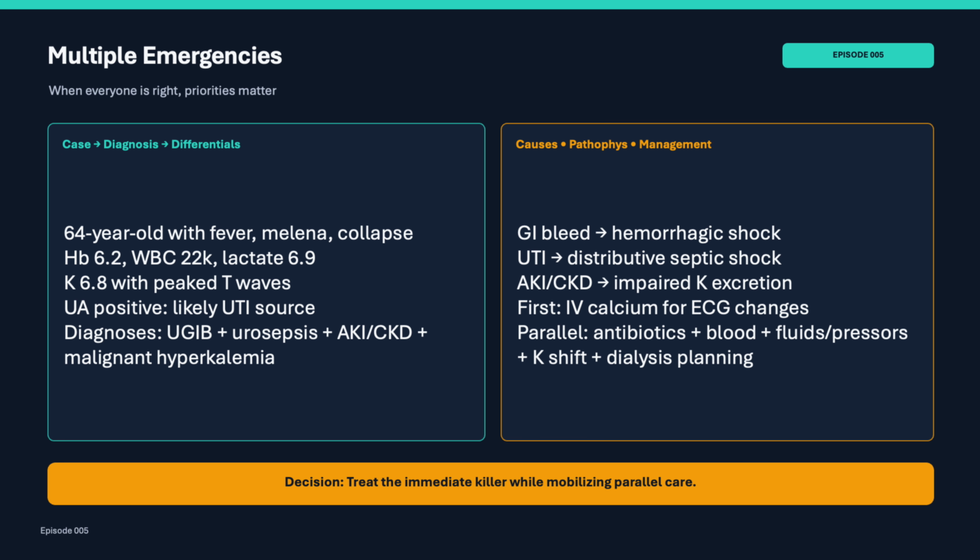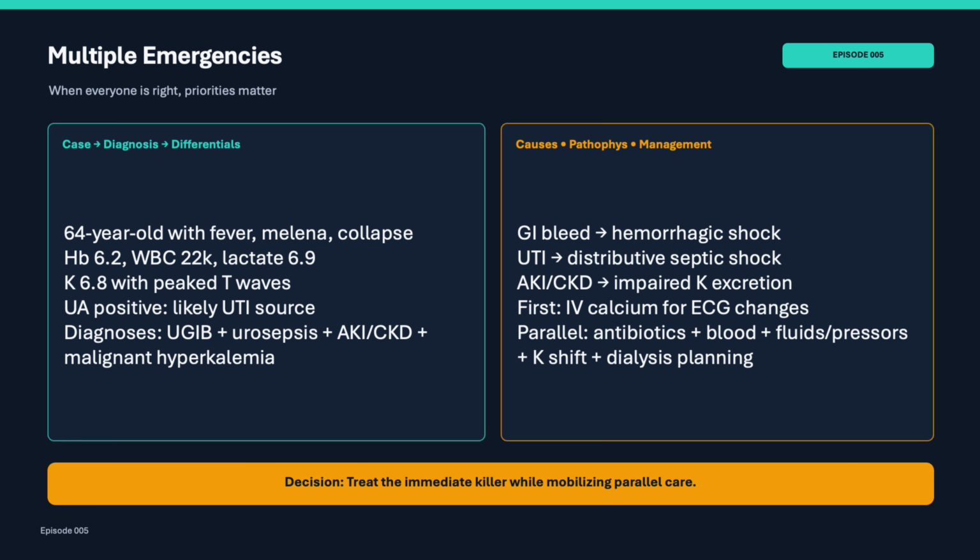In severe hemorrhage, blood helps restore oxygen carrying capacity and circulating volume. Endoscopy remained important, but immediately transporting a patient with untreated malignant hyperkalemia and profound shock for a procedure would have been dangerous. Then the case became even more complex when the patient developed an inferior ST elevation MI while the GI bleeding continued.